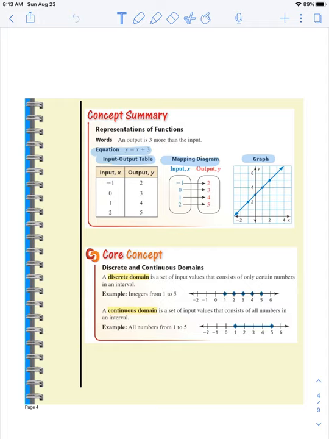A domain is discrete if it's only certain numbers. When we were looking at it in 3.1, those were listed out, and then a continuous domain is when it consists of all numbers in an interval. This was the inequality. So if we were to write the domain for this bottom number line, we would say 1 is less than or equal to x, which is less than or equal to 5. Versus in the discrete domain, we just list out 1, 2, 3, 4, 5. It can't be between those numbers, it has to be exactly those numbers.